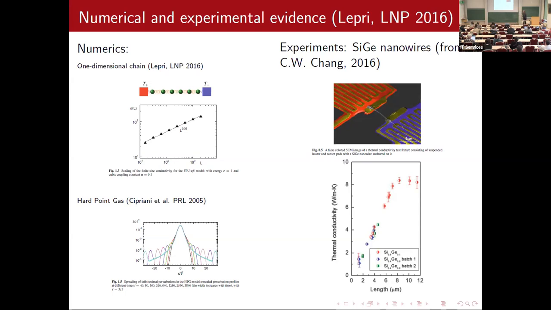Another example is when you have a hard-point gas. Let's suppose that you have a one-dimensional hard-point gas. In this case, you have diatomic masses, so they don't have exactly the same mass, because otherwise the system is an integrable system. But if you have a perturbation of energy in the domain, then what happens is that you get a central peak that diffuses.